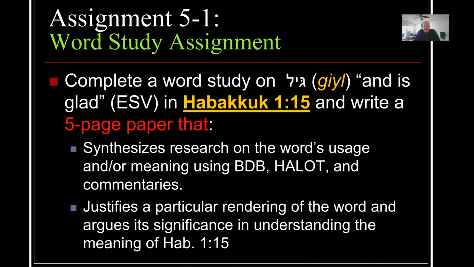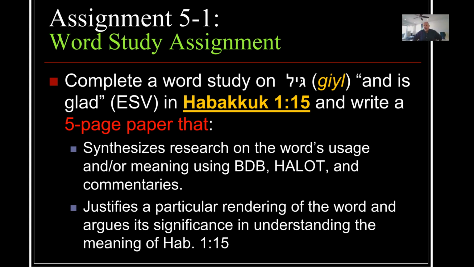In addition, in the 5-page paper, you should do a synthesis or synthesizing research on the word's usage and or meaning using Brown, Driver, and Briggs, BDB, or HALOT, and commentaries. I want you to justify a particular rendering of the word and argue its significance in understanding the meaning in Habakkuk chapter 1:15. So you're going to be analyzing in this 5-page paper Habakkuk 1, verse 15.